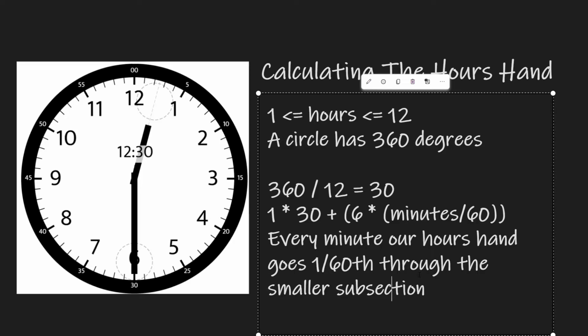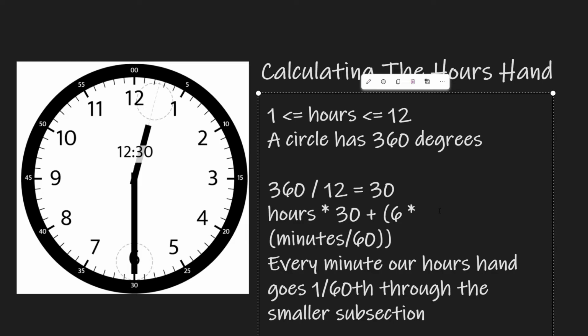Every minute, our hours hand goes 1/60th through the smaller subsection. You'll see, let's just say minutes is 0. It's going to be 0 divided by 60, and then let's say 1 times 30. The hours hand is going to be directly aligned to that 30 degrees, for example, if the hours were 1. So let's replace our variables here so we can have the overall equation for how we're going to calculate that.